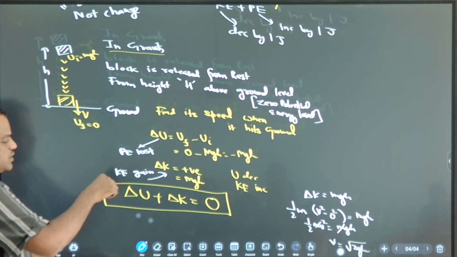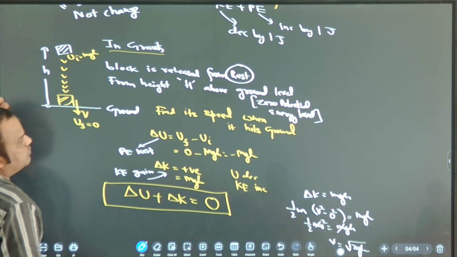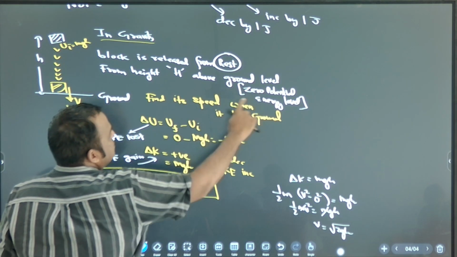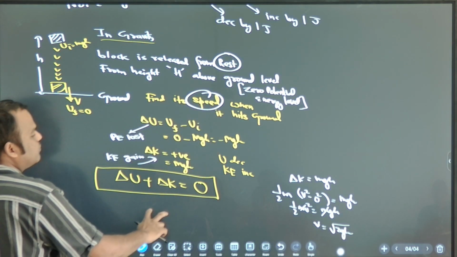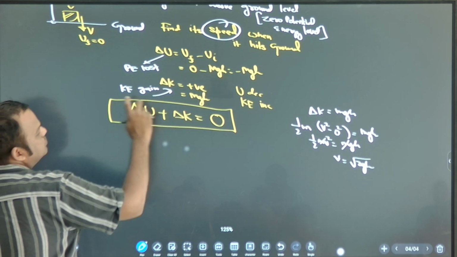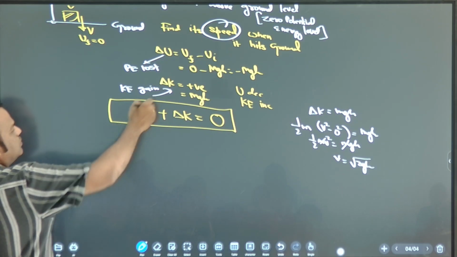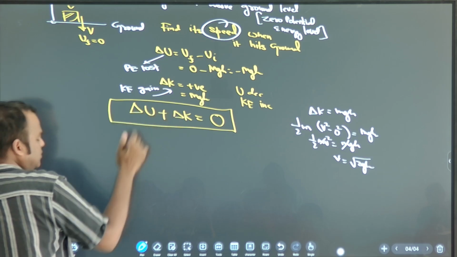So the block is released from rest. When it is hitting the ground, what is the speed? Square root of 2gh. Clear? This is because of conservation of mechanical energy.